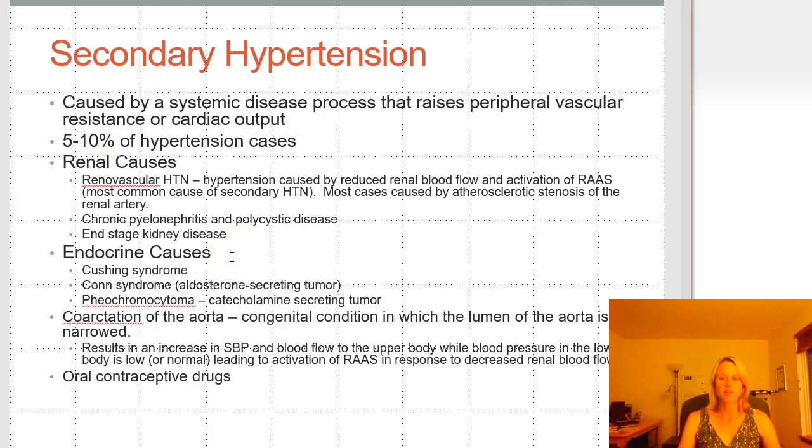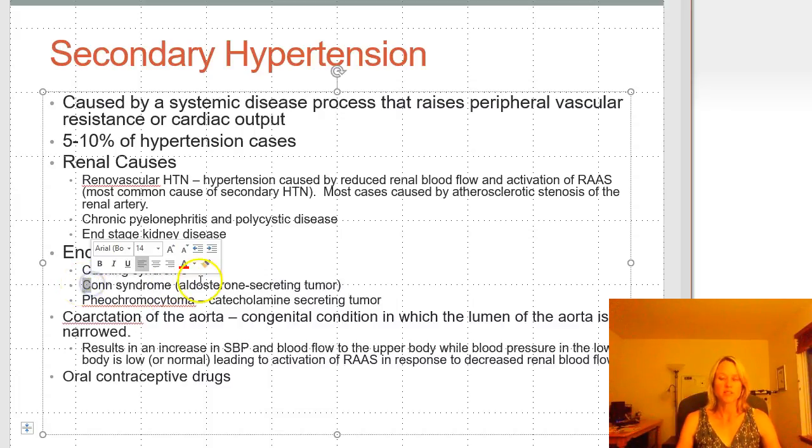We can have some endocrine causes such as Cushing's syndrome, where we have too much release of cortisol and also a little bit of aldosterone. That's going to increase blood volume and blood pressure. Conn disease, which is due to hypersecretion of aldosterone. And then pheochromocytoma, which is when we have a catecholamine secreting tumor, so we secrete too much epinephrine. Coarctation of the aorta is a congenital condition in which the lumen of the aorta is narrowed.